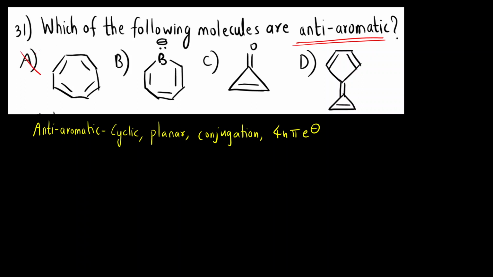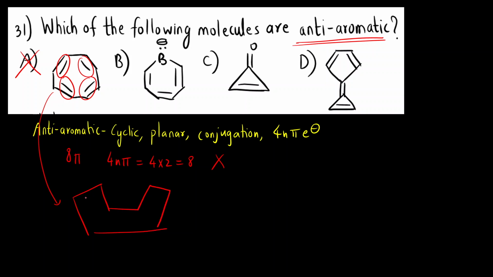The first one is incorrect. You might see that there are 8 pi electrons, so it follows the 4n pi electron rule. If I put n equal to 2, I will get 8, but still it is not correct. Why? Because of the electronic repulsion, this molecule is not planar. It is a tub-shaped molecule, so it is non-planar. Non-planar compounds are non-aromatic. So if you have marked option A, that will be incorrect.